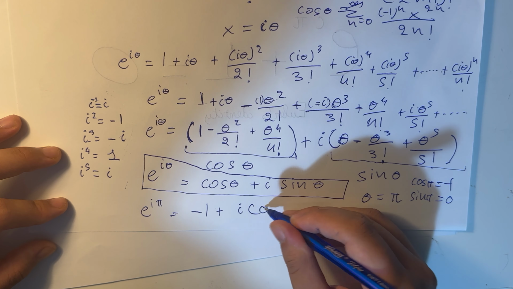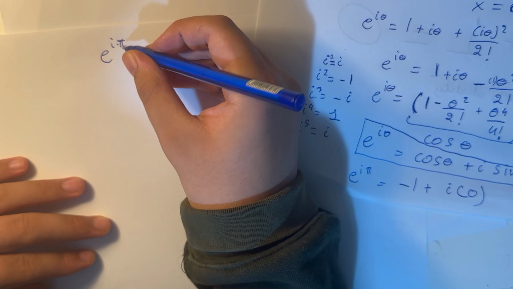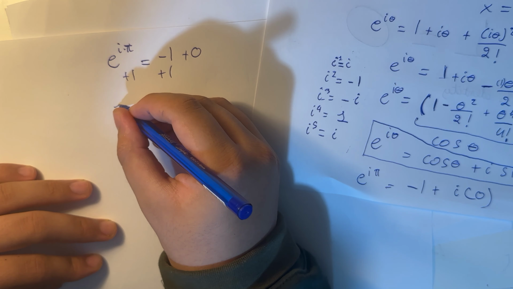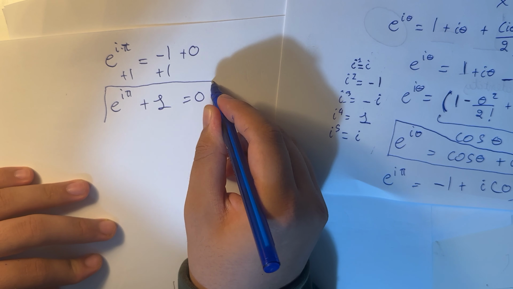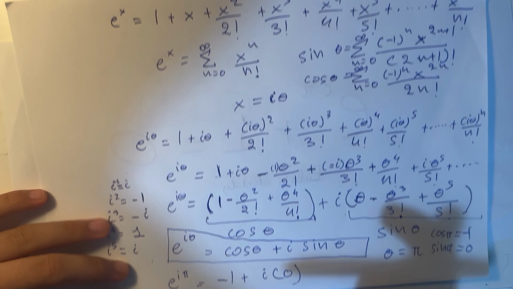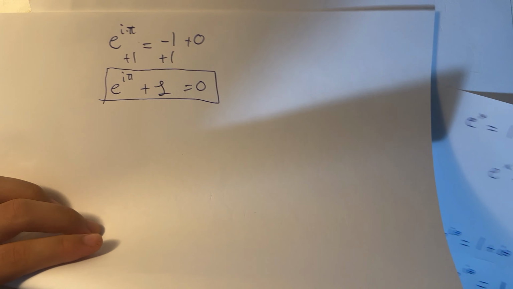And we therefore obtain that e to the i pi is equal to negative 1 plus 0. And if I go ahead and add 1 to both sides, I get the beautiful equation e to the i pi plus 1 is equal to 0. And we have therefore derived Euler's identity using a bunch of Maclaurin series expansions. So we used e to the x, cosine of theta, and sine of theta. So this is how you derive this very elegant identity.